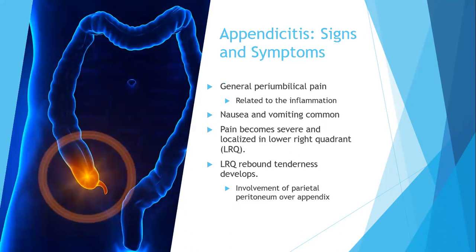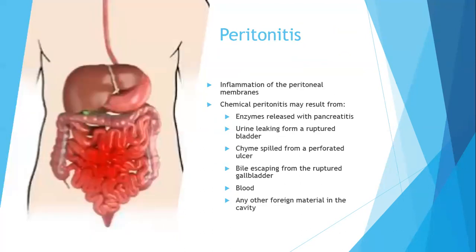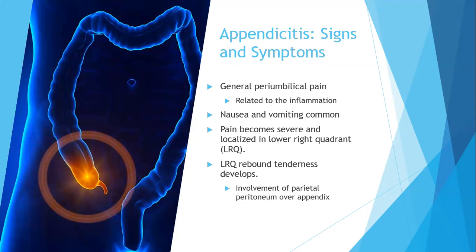Appendicitis is a more acute issue. The signs and symptoms are periumbilical pain, so pain around your umbilicus related to the inflammation. Nausea and vomiting are common. Pain becomes severe and is localized in the lower right quadrant of the abdomen. You get that rebound tenderness, and it's because of involvement of the parietal peritoneum over the appendix. So usually appendicitis is treated by surgery.